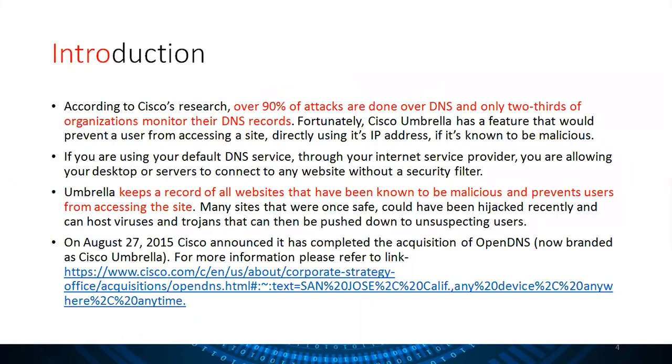As per Cisco research, 90% of attacks happen at the DNS layer. That's why Cisco came up with a solution to fix DNS attacks. It happened in August 2015 when Cisco acquired OpenDNS, and now it is rebranded as Cisco Umbrella. For more details, you can access this link.